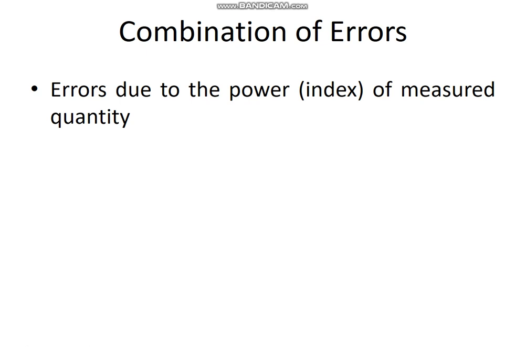The last category over here is error due to power or index. So let us say you have z defined as a square. Now we will be using the formula for multiplication that we use, so we can write this a square as a into a, right? And for finding delta z upon z, what we can use is delta a upon a plus delta a upon a. So this becomes 2 times delta a upon a. I hope you all understood this.